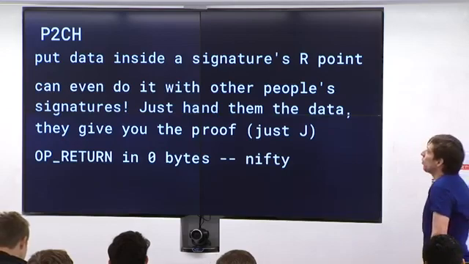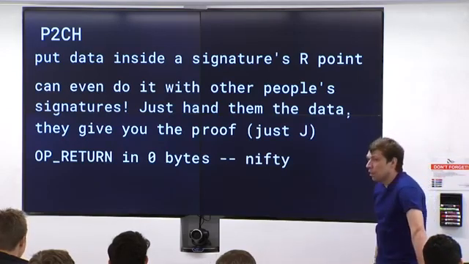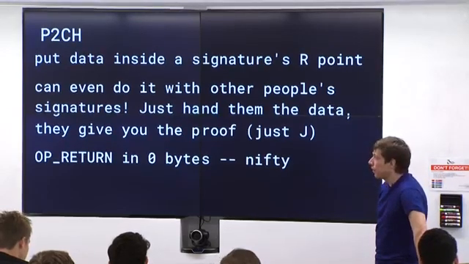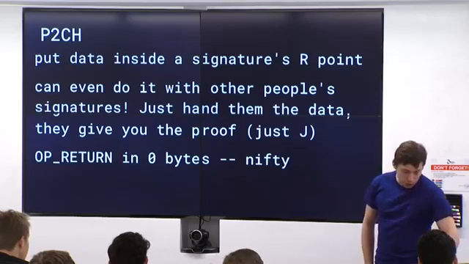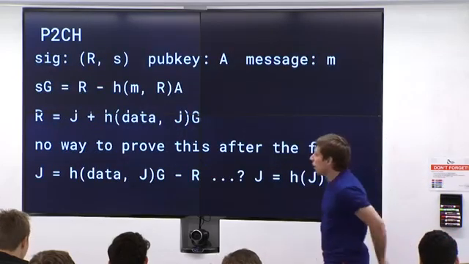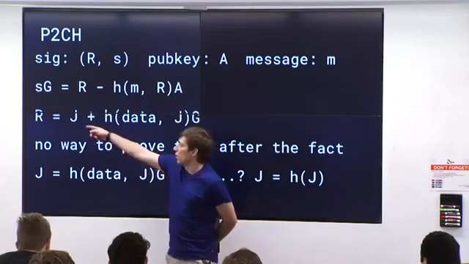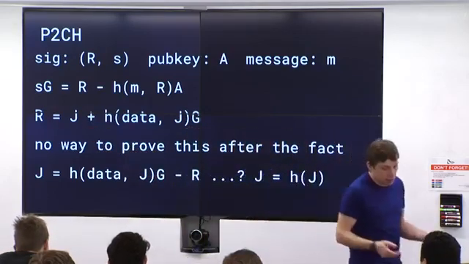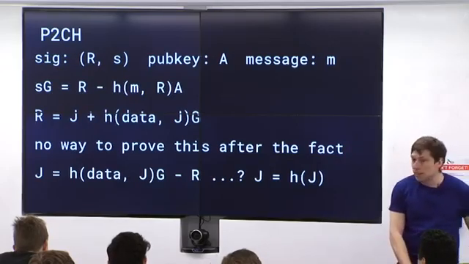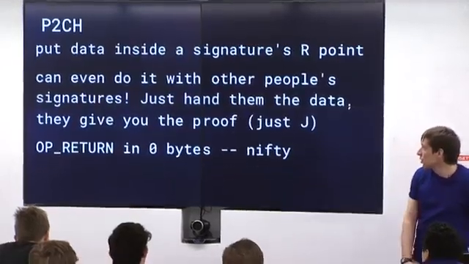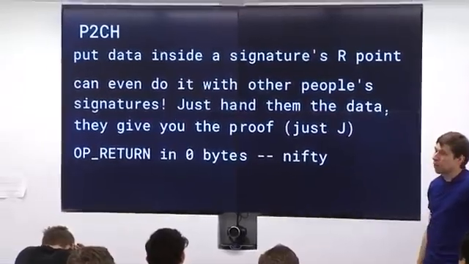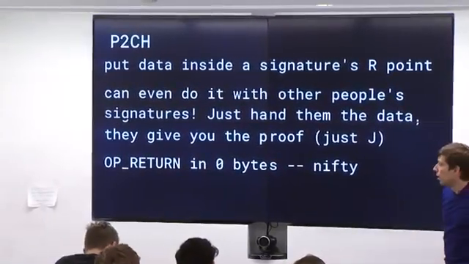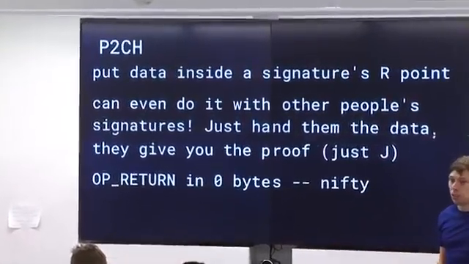You can even do it with other people's signatures. There's no real private information here. If I just hand you some data, it's totally safe, right? Hey, here's some data. Okay, here's the J point that goes in, that constructs this in the R. Like, okay, sounds good. I can put someone else's data into this. You just hand them the data. They give you the proof, which in that case is just J. So it's OP_RETURN with 0 byte overhead.